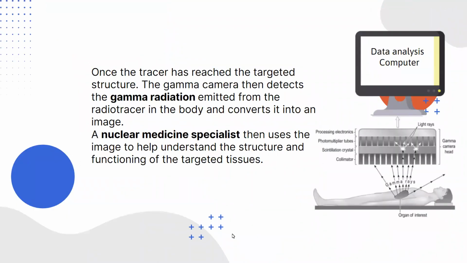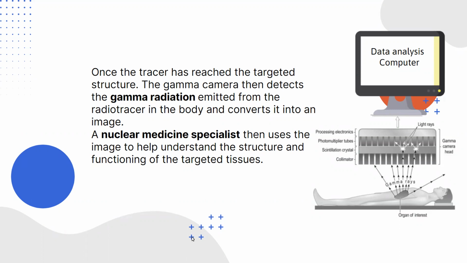Once the tracer has reached the targeted structure, the gamma camera then detects the gamma radiation emitted from the radiotracer in the body and converts it into an image. A nuclear medicine specialist then uses the image to help understand the structure and functioning of the targeted tissues. For example, a physician uses this image to understand the functioning of organs and tissues. A dentist might use this to diagnose and evaluate the health of jaw bones, temporomandibular joint, or to check bones for fractures, infection, or arthritis.